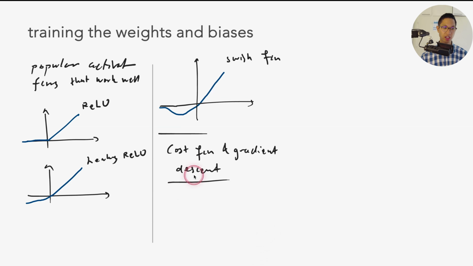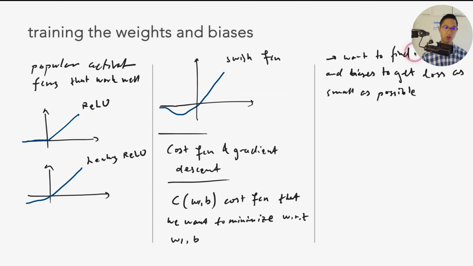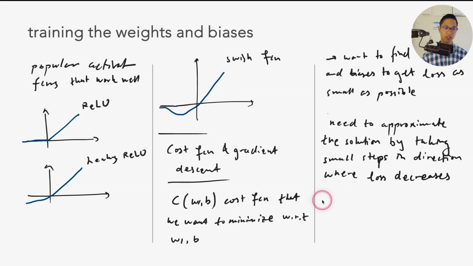And here in ANN, we have a cost function, a cost function of W, B, that we want to minimize with respect to W, B. These are the weights and biases that you want to change in order to have this cost be as low as possible. And the cost is some kind of error. We want to find weights and biases to get the loss as small as possible. You want this C to be as small as possible.